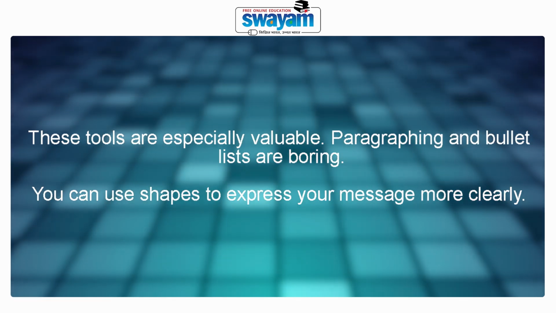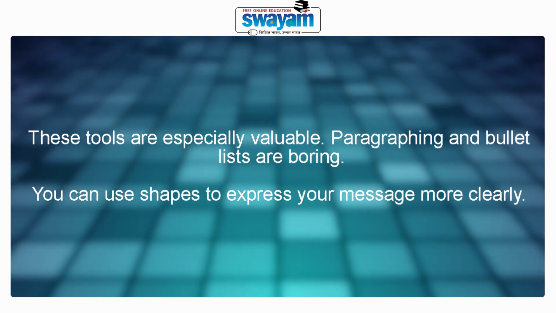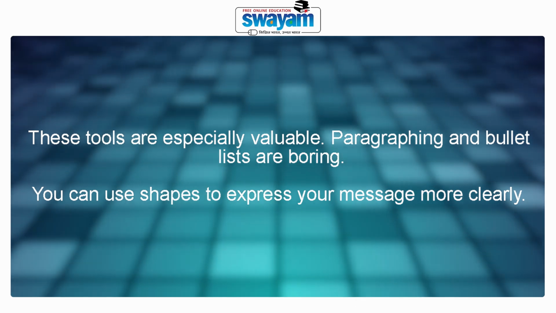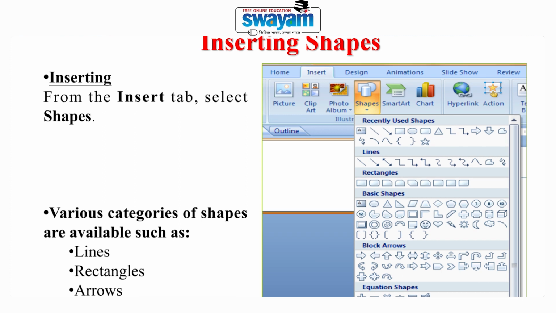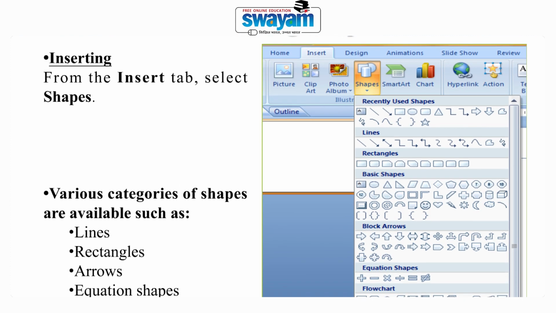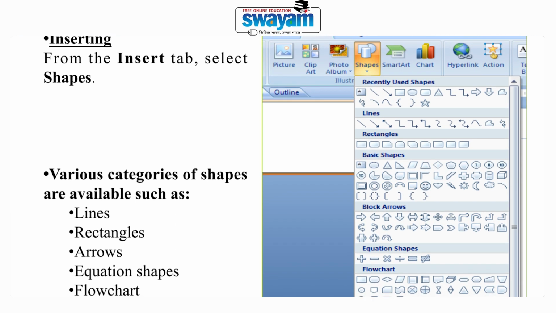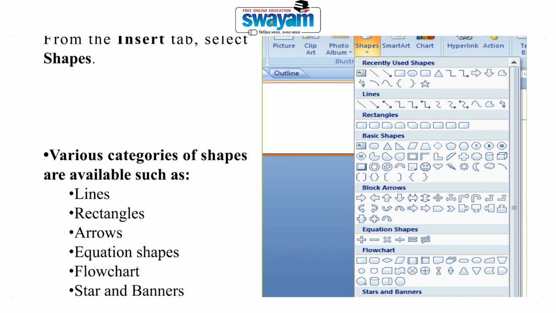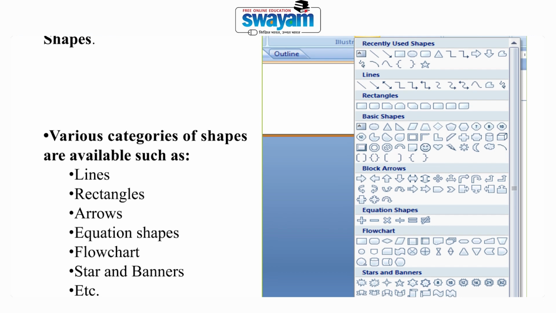These tools are especially valuable. Paragraphing and bullet lists are boring. You can use shapes to express your message more clearly. From the Insert tab, select shapes. Various categories of shapes are available such as lines, rectangles, arrows, equation shapes, flowcharts, stars and banners, etc.